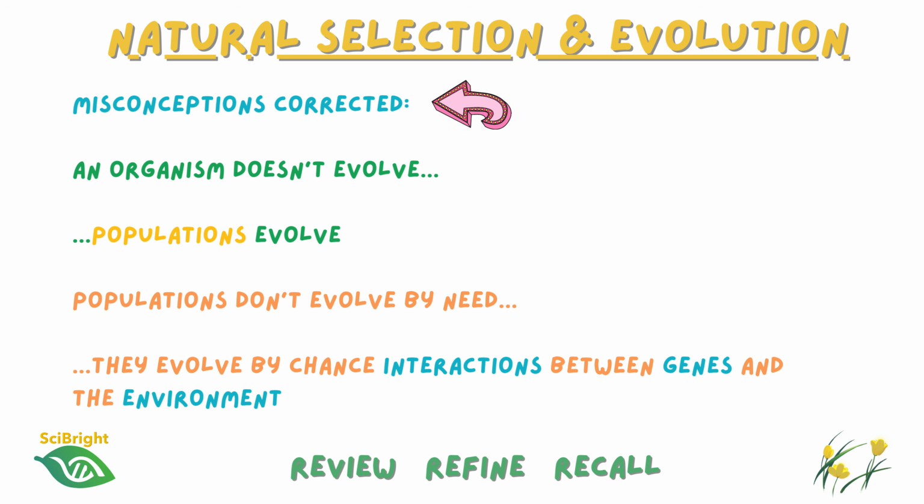Another misconception that's worth correcting now is that organisms evolve because they need to survive. Mutations occur randomly, long before the selection pressure appears. Natural selection simply favours individuals that already possess these advantageous alleles. A great example of this is antibiotic resistance.